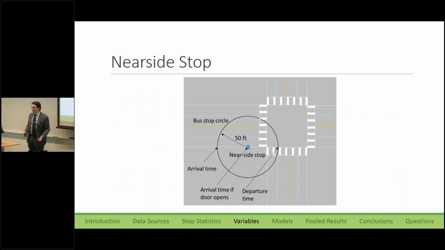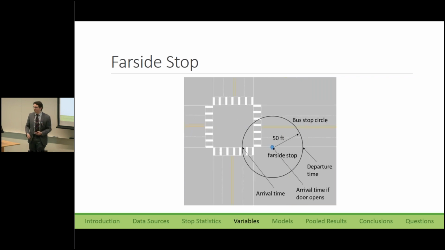Near side and far side. A near side stop is a stop where you approach a stop before crossing a signalized intersection. A far side stop is the opposite of that situation, where you stop at an intersection or get through it and then stop immediately following. And these are a few bus lengths before or after a given signalized intersection.